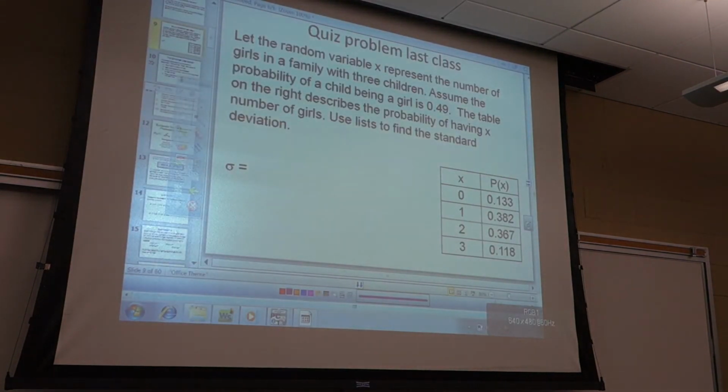All right, so my sigma is 0.867. Make sure you round correctly. So this goes in list 1, this goes in list 2, and then we're going to do stat, count, 1 var stats of L1, comma, L2. That's how you get there.